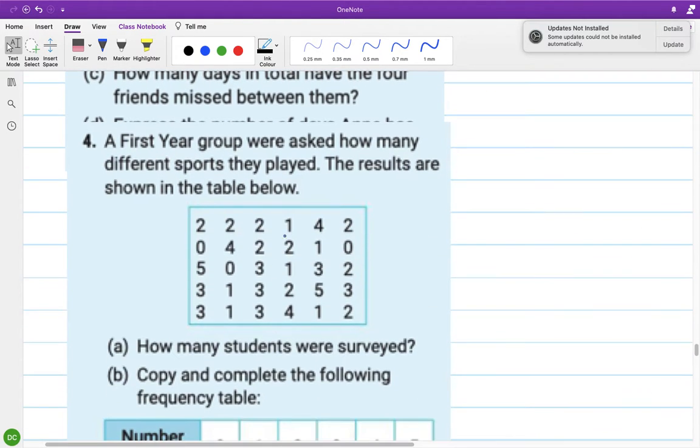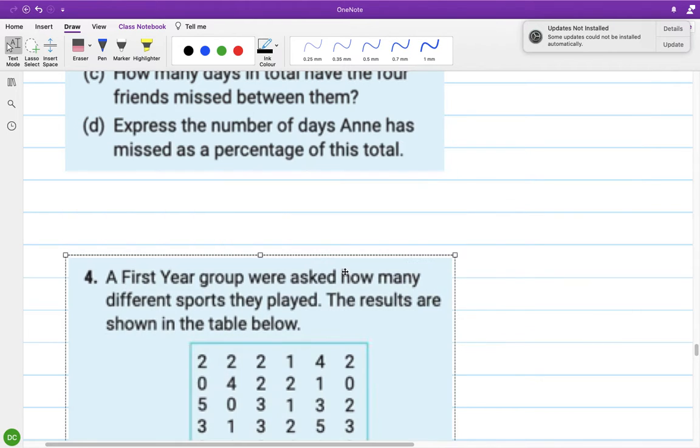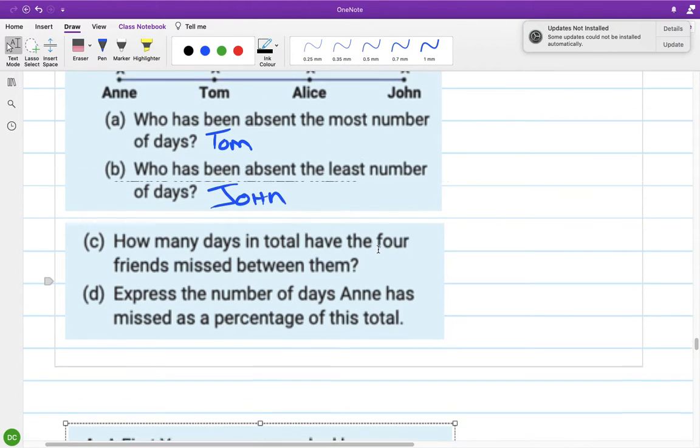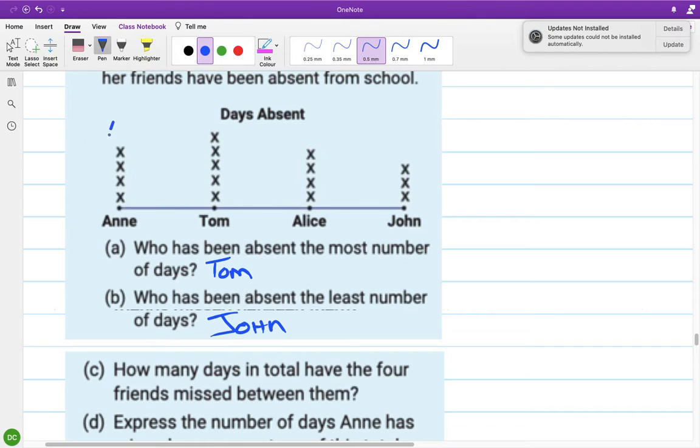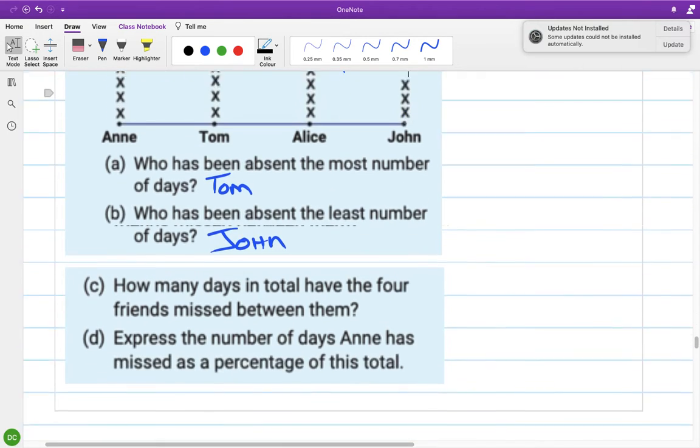How many days in total? Oh no. This is as a result of my, hang on, I need to move this down. Okay. How many days in total have the 4 friends missed? Okay, so Anne's missed 4. Tom, 1, 2, 3, 4, 5. Alice is 4 and John is 3. So what's that? 9, 12, 16? 16.